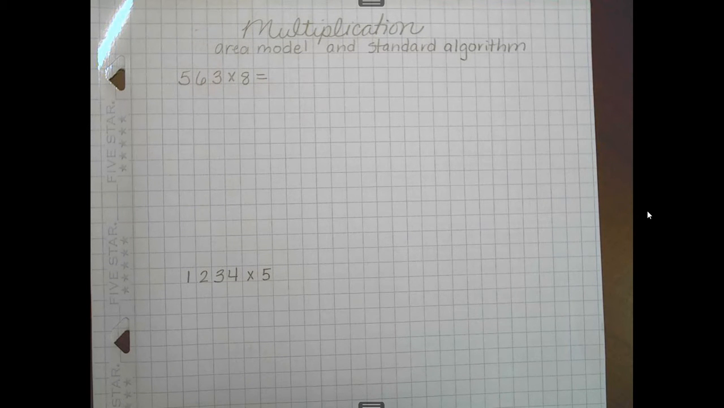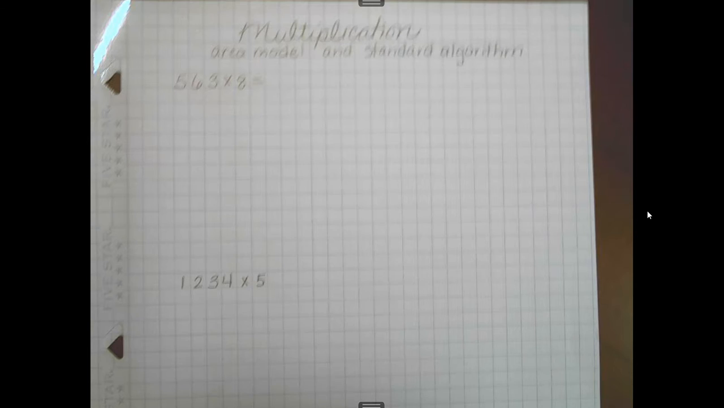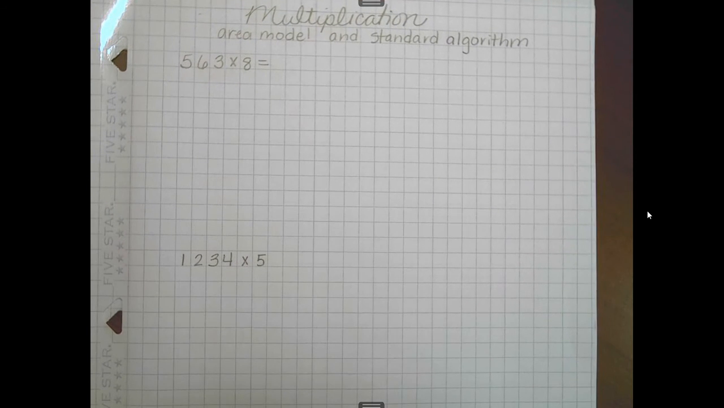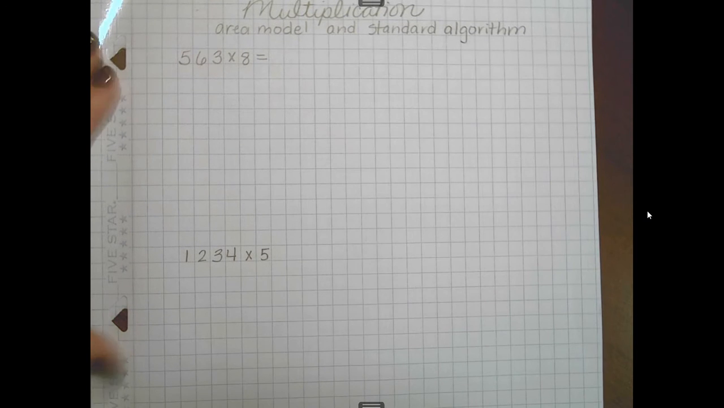I see some of you that have already transitioned into the standard or traditional algorithm. And then I see some of you that are still working with the area model, sometimes called the box method. So we're going to work a couple of these in this video. You're welcome to pause it if you want to work them with me and see how you're doing. We're going to start with 563 times 8.